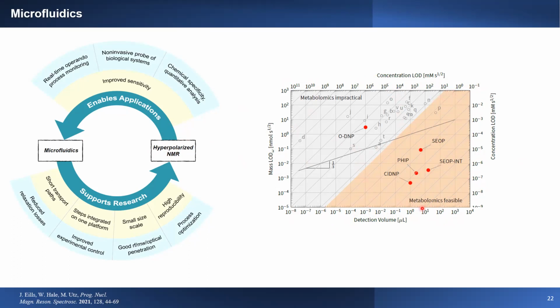We have this region here, the orange region, where metabolomics is feasible. That corresponds to about a 5 millimolar concentration limit of detection. It's a bit arbitrary, but you probably need to be able to detect a few millimolar at least in a few seconds to be able to do metabolomics on a sample. Many microfluidic experiments hover around that range, but these experiments highlighted in red are hyperpolarized experiments, and that's where you can really push down to lower concentration limits of detection.